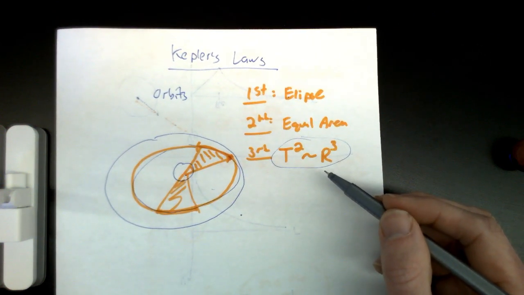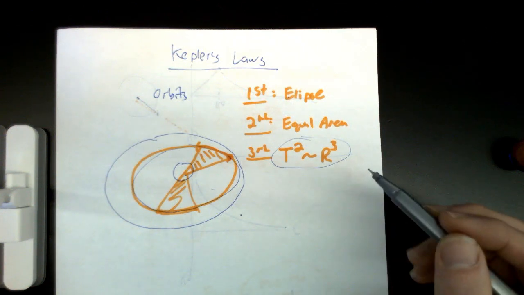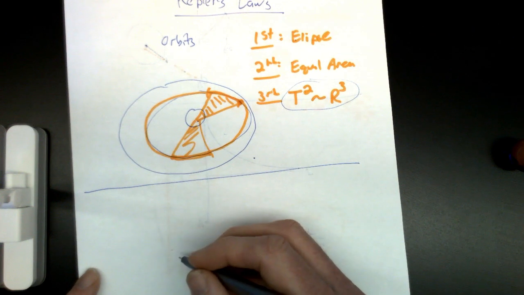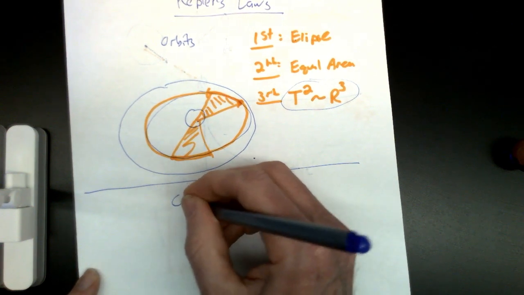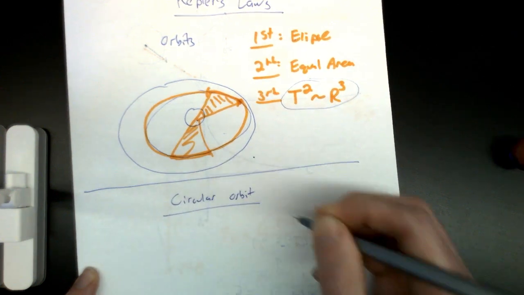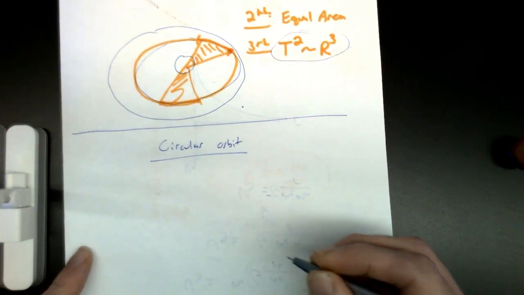If it did, it would be a pretty basic thing, and if you missed it, then that's not that big of a deal. One other thing I wanted to talk to you about for orbits: if we have a circular orbit, then we can actually do some pretty interesting calculations right here.